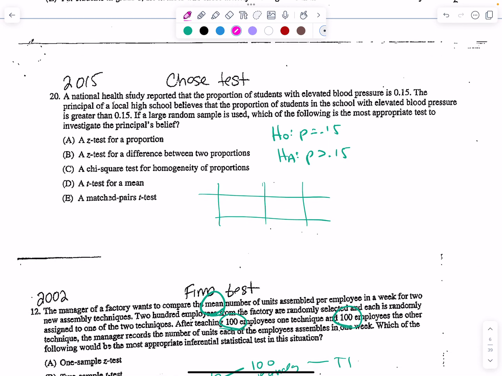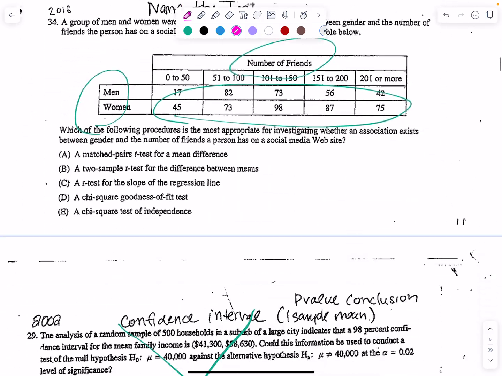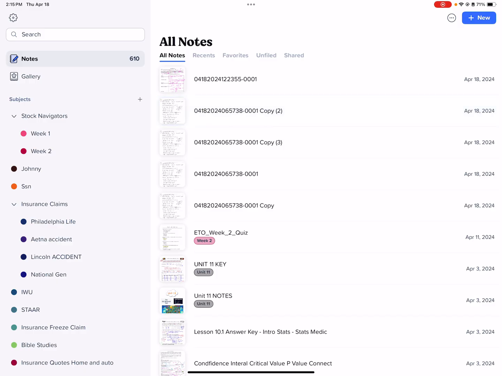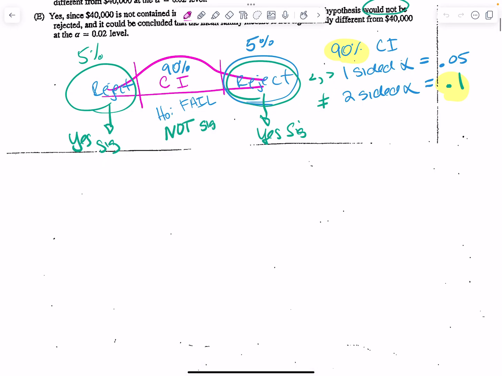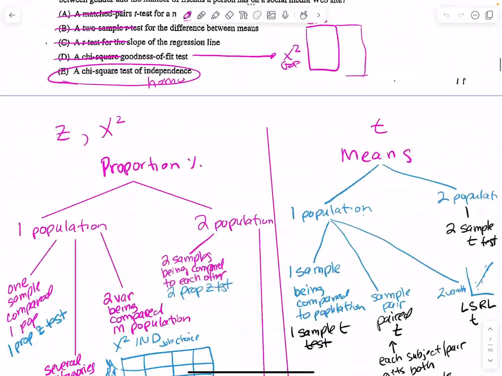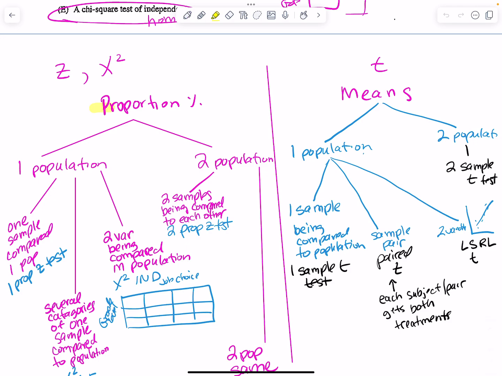Okay, for choosing the test, let's look at how to choose a test. I've got a little note of how to choose the test here. So the first thing for you to do is to determine if it's proportion or if it's means. If it's proportion, it's going to be Z or chi-squared. And of course, if it's means, it's going to be T.